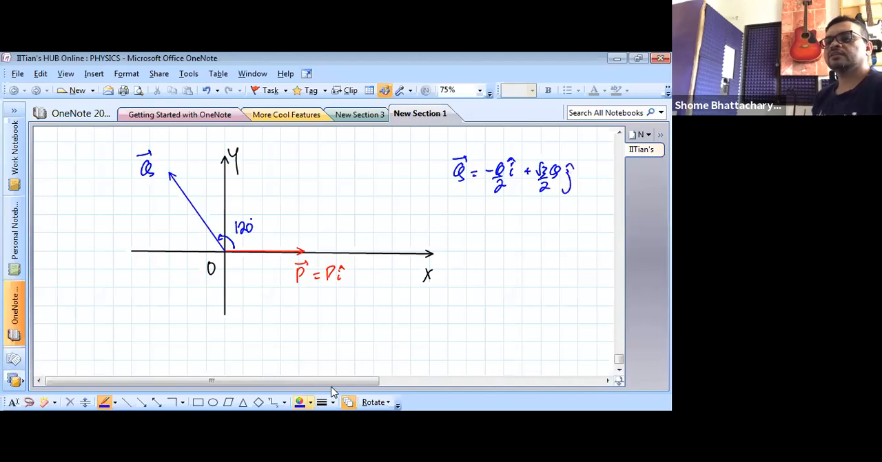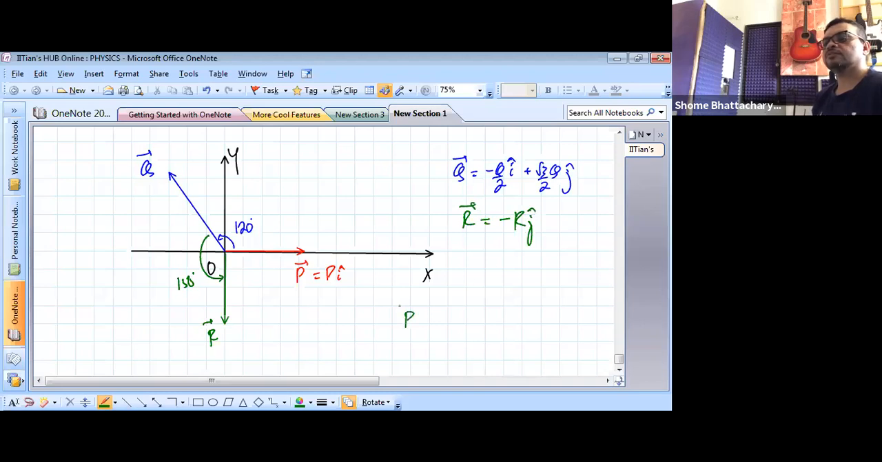And finally your vector R will have to be at this. Why it will have to be like this is because this angle is given to us as 150. So that makes it this. 120 plus 150 is 270. So R will have to be minus R j cap. And of course the vector P is this.